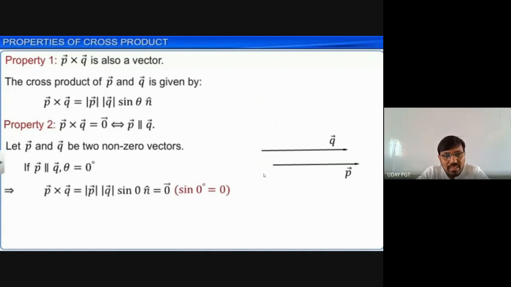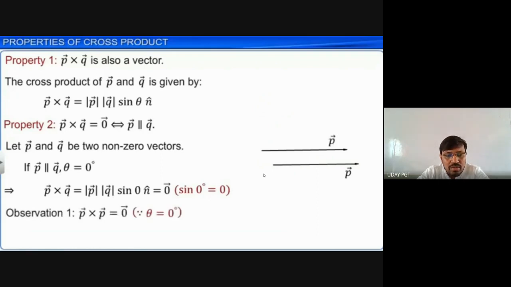The angle between them is 0. Then sine 0 degrees is 0, so finally we are going to get a 0 vector. That means if the two vectors are non-zero vectors, their cross product can be a 0 vector if the angle between them is 0.